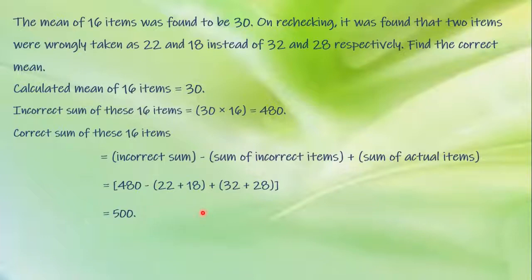We can find the correct mean also. The correct mean will be the correct sum divided by the number of items. 16 items are there. So the answer is 31.25. So the correct mean is 31.25.